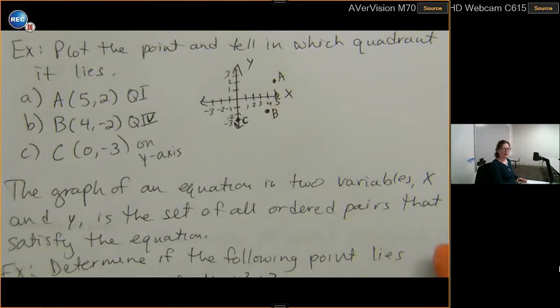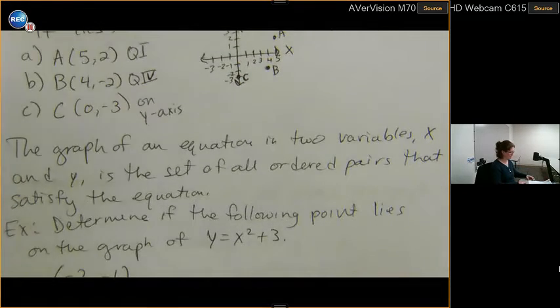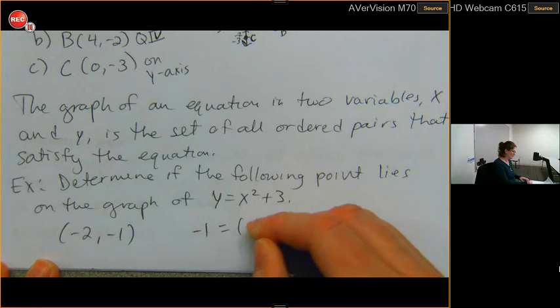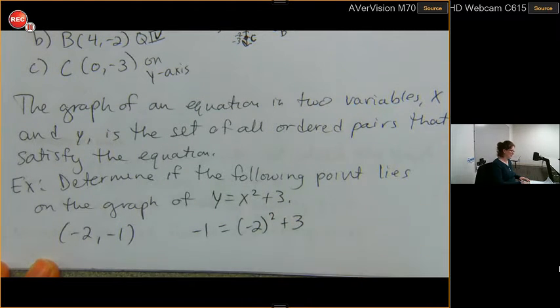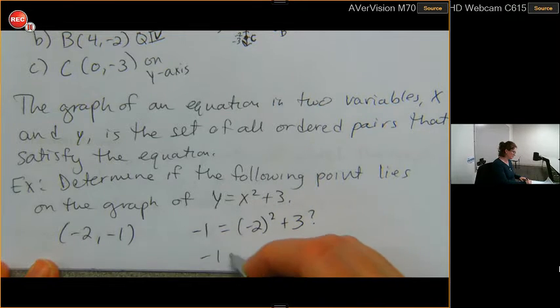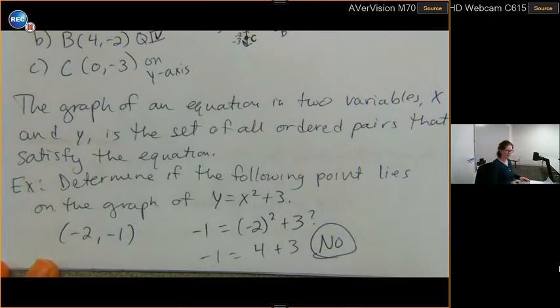When we talk about the graph of an equation in 2 variables, x and y are our variables, it's the set of all ordered pairs that satisfy the equation. So, my example, determine if the following point lies on the graph of y equals x squared plus 3. So our point is negative 2, 1, so I'm going to substitute in, and I'm going to see if this is true or false. Well, that's 7, so my answer is no.